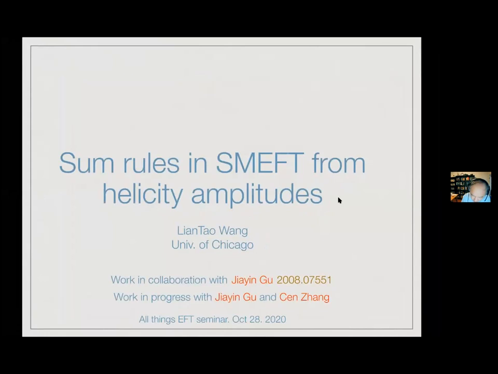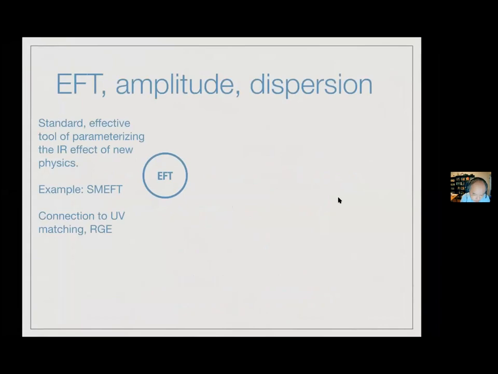So I'm talking about the EFT amplitude and something about the dispersion relations. So let's begin with the EFT. We all know the EFT is a very effective and convenient tool of parameterizing the infrared effect of new physics. For example, the EFT that we all know and are familiar with is SMEFT, right?